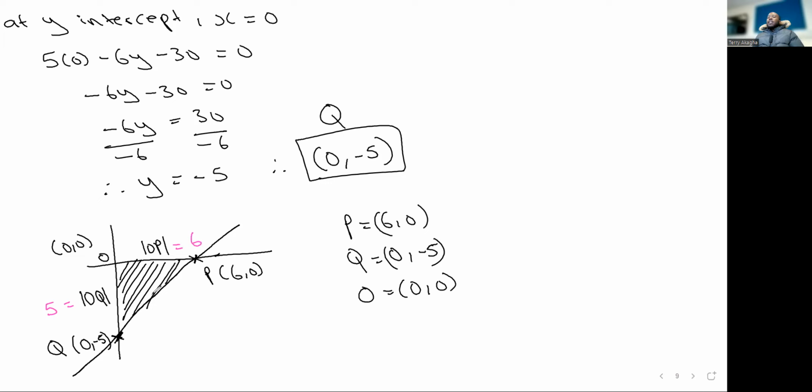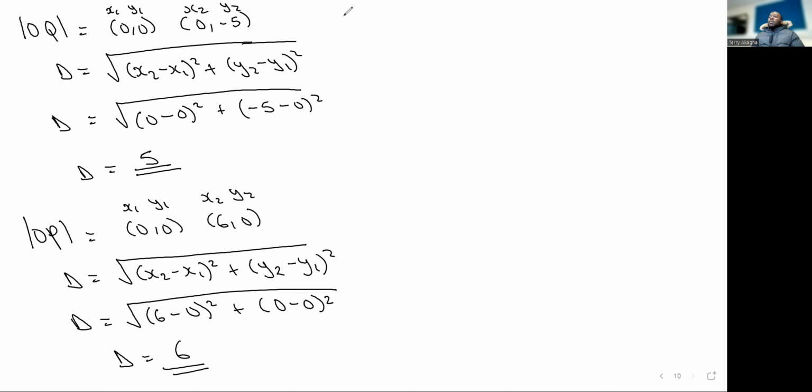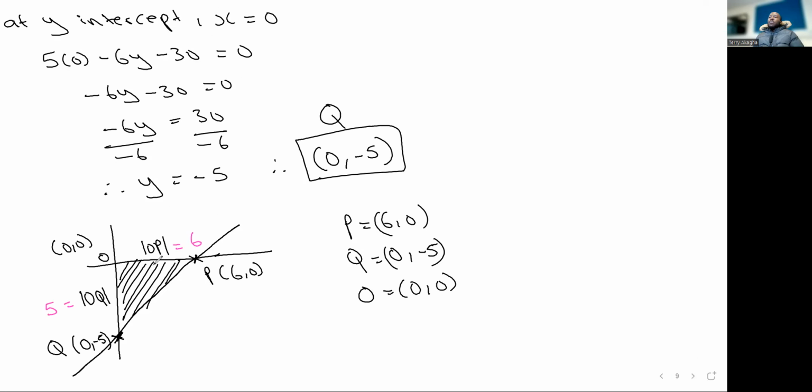Now I can find QP. Next one, I'm going to find QP. Now for QP, because OPQ is a right angle triangle, that means I'm already having a triangle like this now.